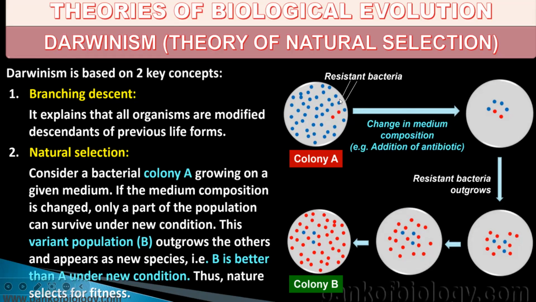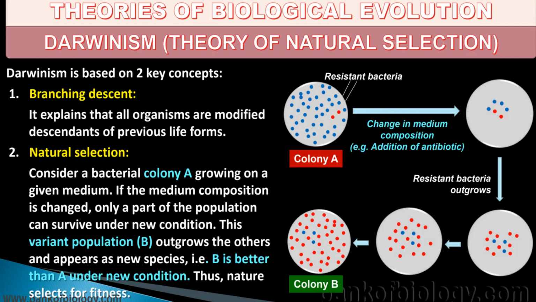Let me give you a simple example. Let us say we use a simple medium, and we got some colonies called colony A. Now we have transferred this bacteria to another medium where we have also added, say, penicillin or some antibiotic. Do you think all the bacteria will grow? Only some which are strong enough to fight against that antibiotic will grow. This bacteria we usually call antibiotic resistant bacteria.